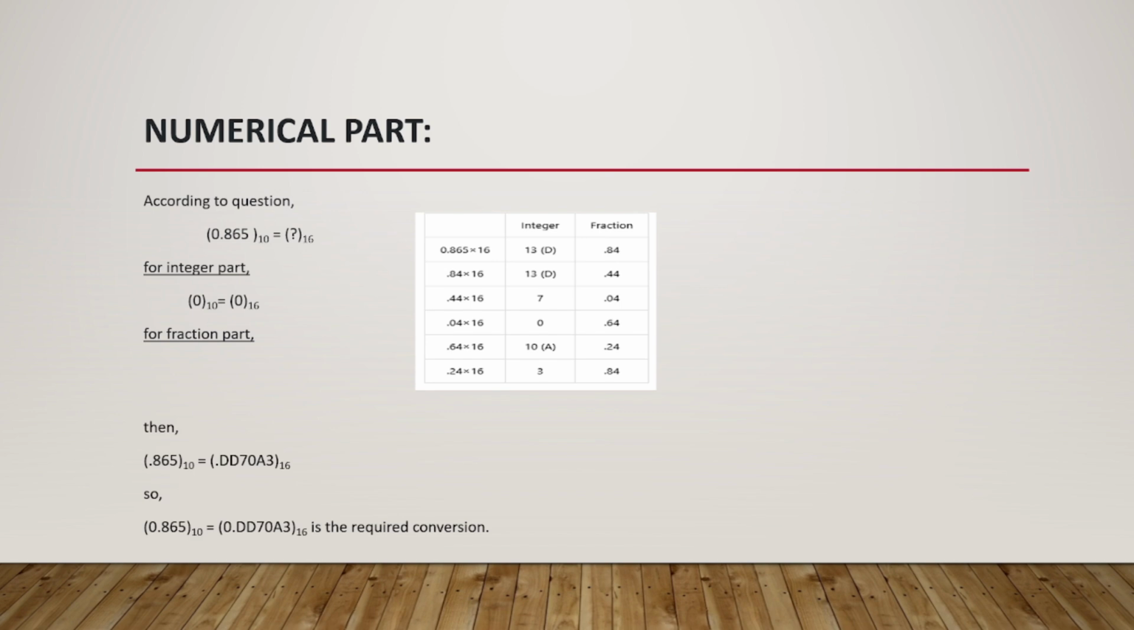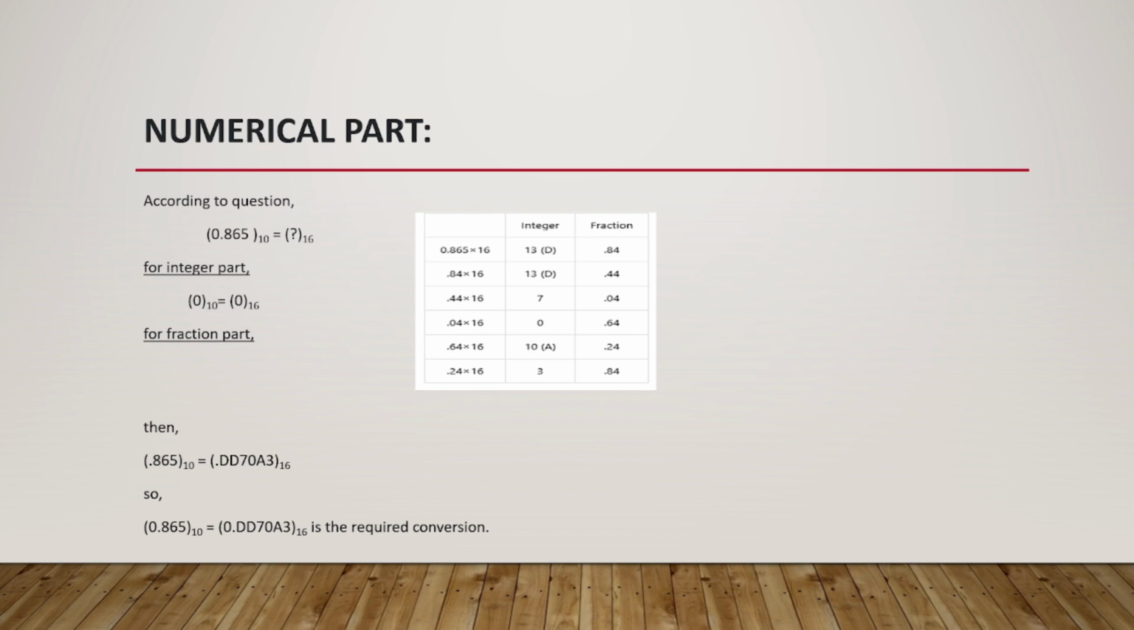Now let's solve a numerical problem. Question: convert 0.865 base 10 into hexadecimal base 16. Step 1. Separate the integer part and the fraction part. The integer part equals 0, which in hex is also 0. Now we only need to convert the fractional part, 0.865.